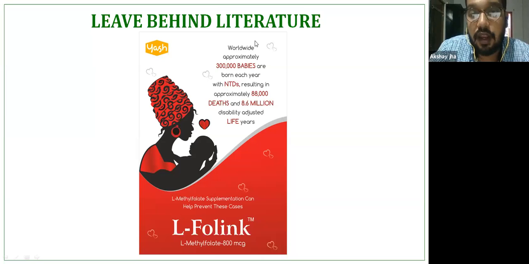If you look, the first few lines will catch your attention. The problem is this big: worldwide approximately 3 lakh babies are born each year with neural tube defect, resulting in approximately 88,000 deaths and 8.6 million disability adjusted life years. Whenever you read this, you see big numbers and that catches your attention. When you talk to doctors about this, it makes sure they realize the problem is important and there's a solution to it. Now, what is the solution?